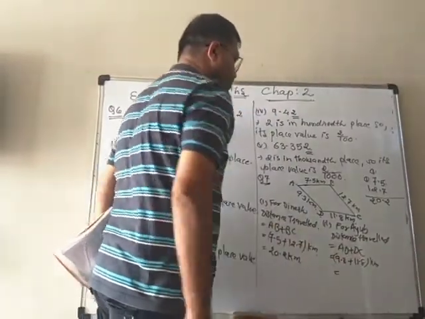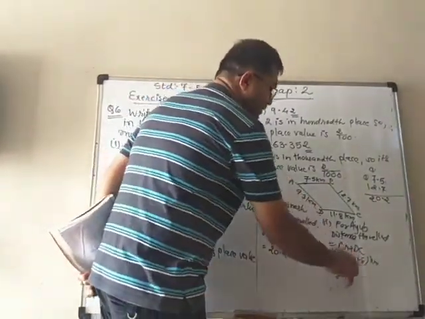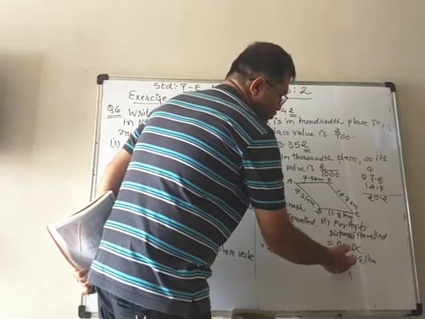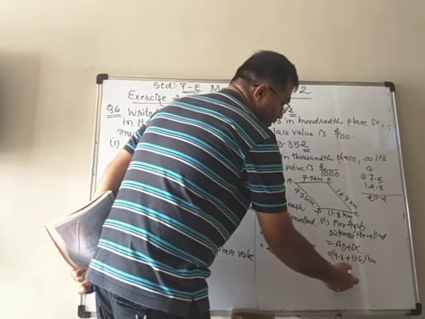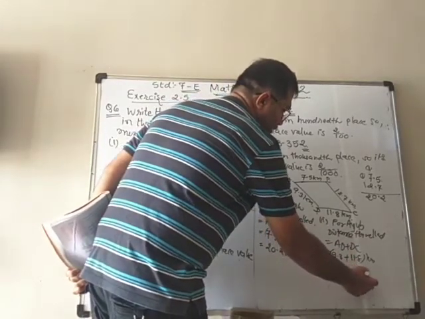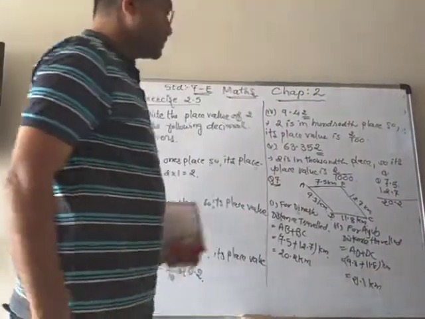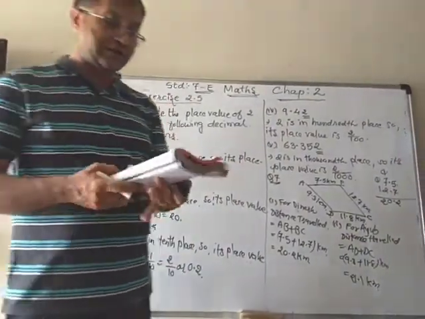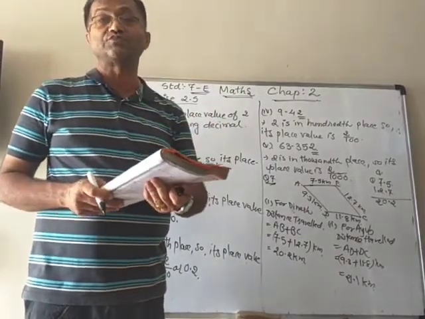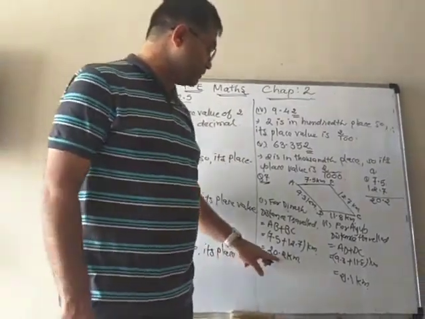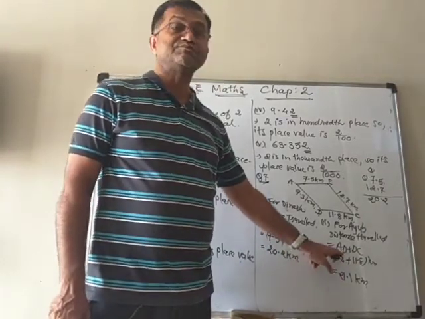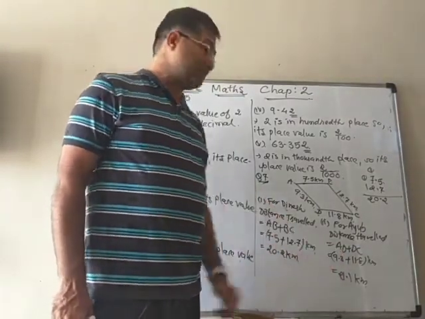So you can directly add: 8, 9, 10, 11, carry 1, 1 plus 1, 2, 9 plus 1, 10, plus 1, 11, and 1 plus 1, 2, so 21.1 kilometer. Now the final answer we have to find is who travelled more and by how much. So now you can compare that it is 20.2 kilometer, and that is 21.1 kilometer. It means obviously Ayub travelled more.